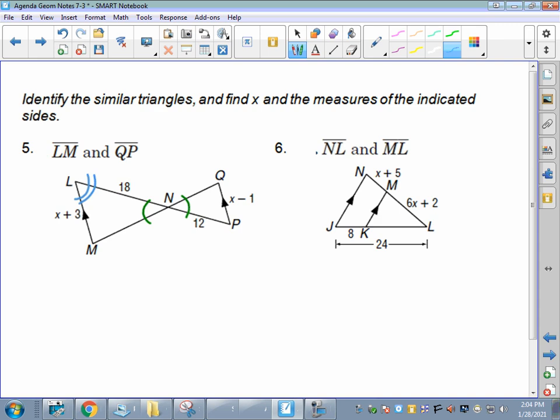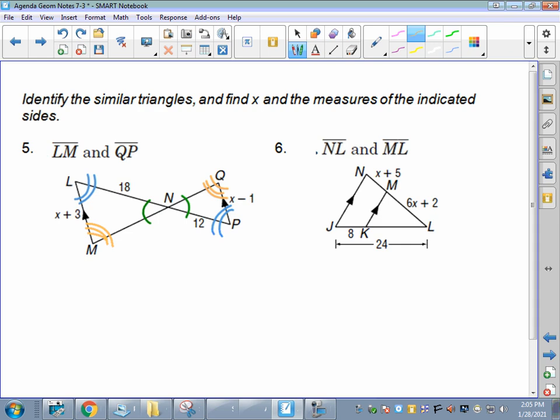Is it Q or is it P? Well, technically, these two lines are parallel, and if this is my transversal, L and P would be alternate interior angles. What do you know about alternate interior angles? They're congruent, right? So therefore, angle P has to match up with L, and then angle Q and M.